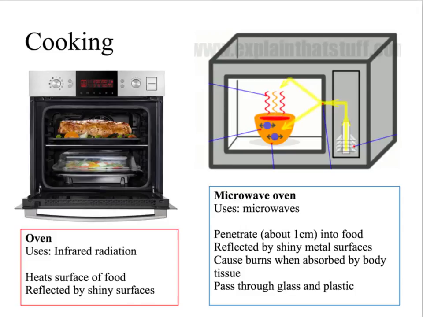Microwaves, just like infrared, are also reflected by shiny metal surfaces. Just like infrared, they can cause burns when absorbed by body tissue. Microwaves pass through glass and plastic, so glass and plastics are not actually heated by microwaves. If you use a Pyrex dish inside the microwave and it comes out hot, it's because it's been heated by the food, not by the microwaves themselves.